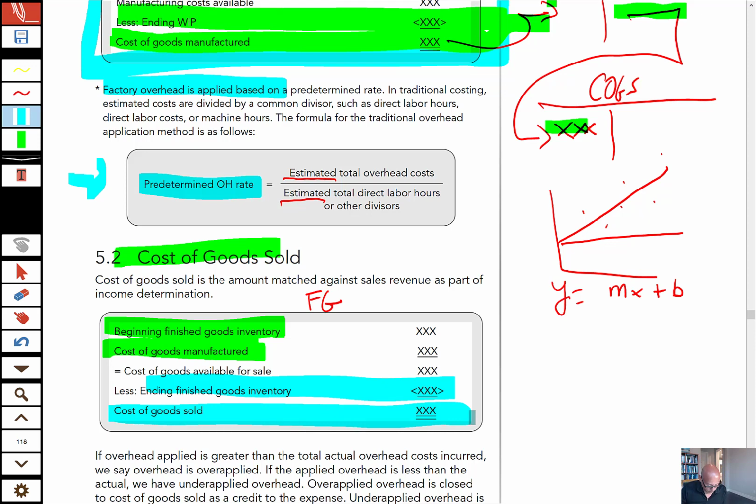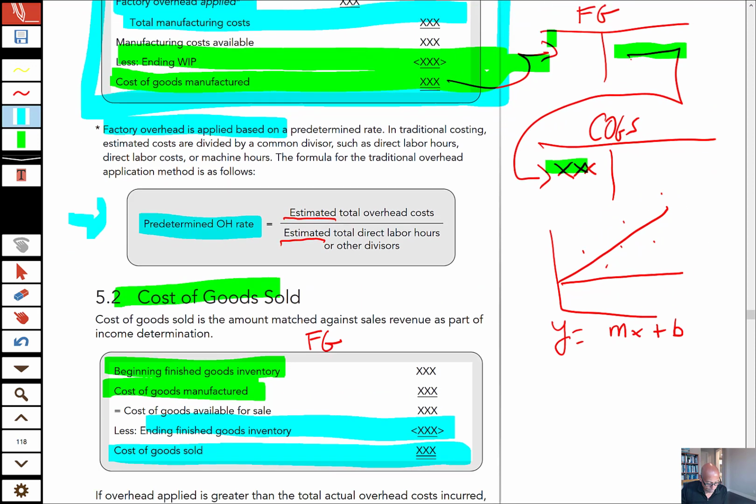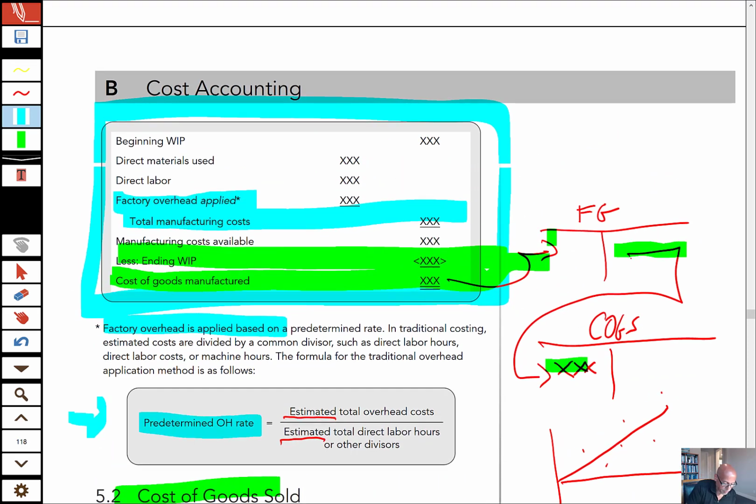Okay, so this account up here that's being analyzed is work in process. Since I've kind of fumbled this a little bit, let me do this one more time. What happens? We want to know the cost of goods manufactured. In other words, we want to know what came out of work in process and what went into finished goods, right? So we can analyze work in process.